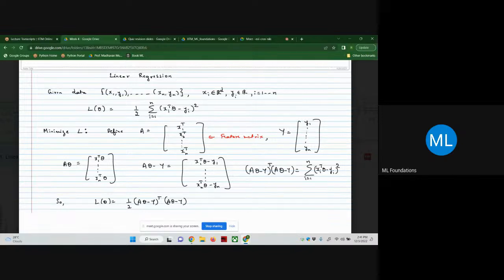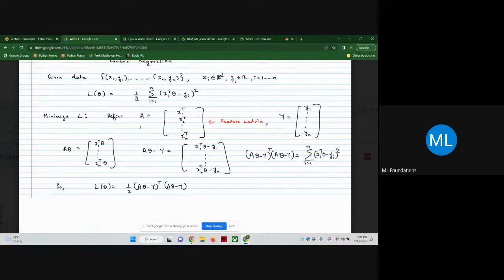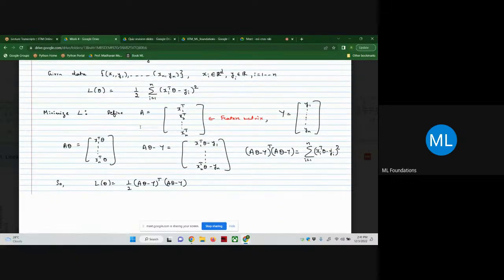If you take xi transpose theta, the dot product of x1 with theta, minus y1, this is the predicted value and y1 is the actual value. The difference between those two should be as minimum as possible. So our goal is to minimize this error. For that, we use the A transpose A x equals A transpose y thing.